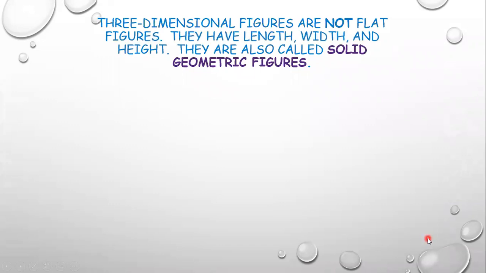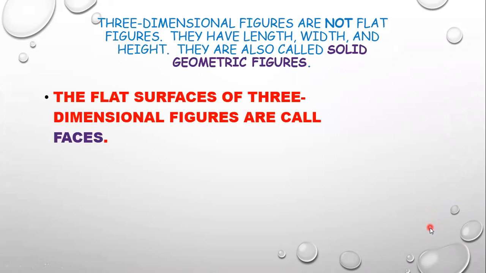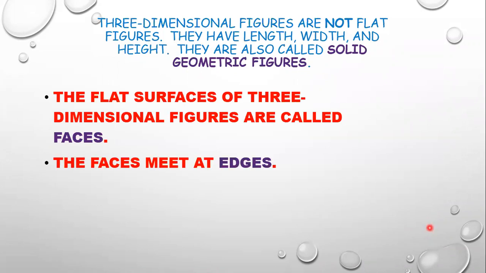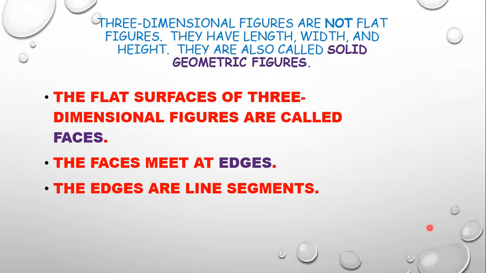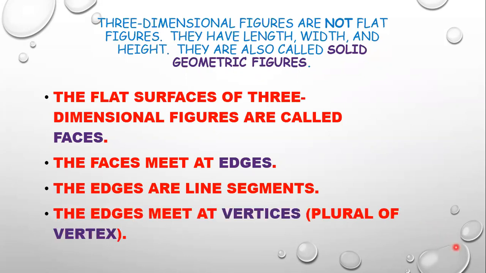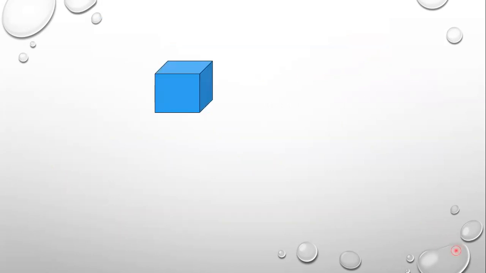If we look at the three-dimensional figures, of course, they are not flat figures. They have length, width, and height, and they are also what we call geometrical shapes. The flat surfaces of three-dimensional figures are what we call faces, and these faces meet at what we call edges. The edges are the line segments. Then the edges meet at what we call vertices, because the vertices are joined together by the edges. If we look at the first figure here, this is what we call a tube.